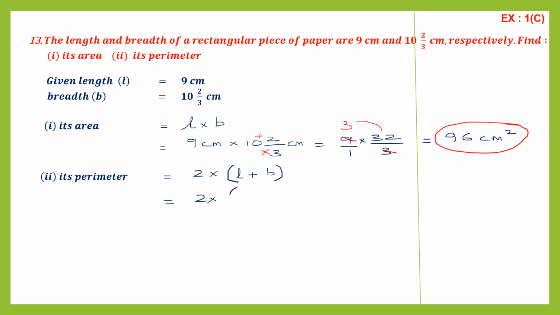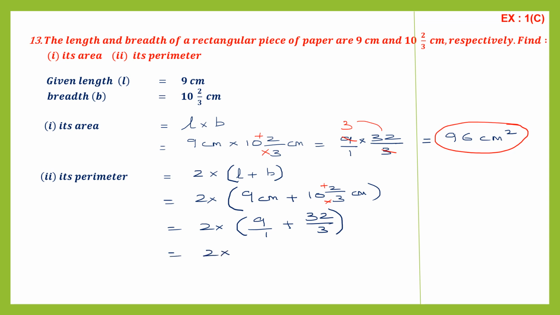2 into, now how much is length? Length is given to us as 9 centimeters and we have to add the breadth to it, which is 10 by 3 centimeters. So 2 into, now let's take the number 9 and give it the denominator 1, plus convert this: 3 tens are 30 plus 2 is 32, so 32 by 3. Now we have to find the LCM. Since the denominators are 1 and 3, the LCM will be 3.